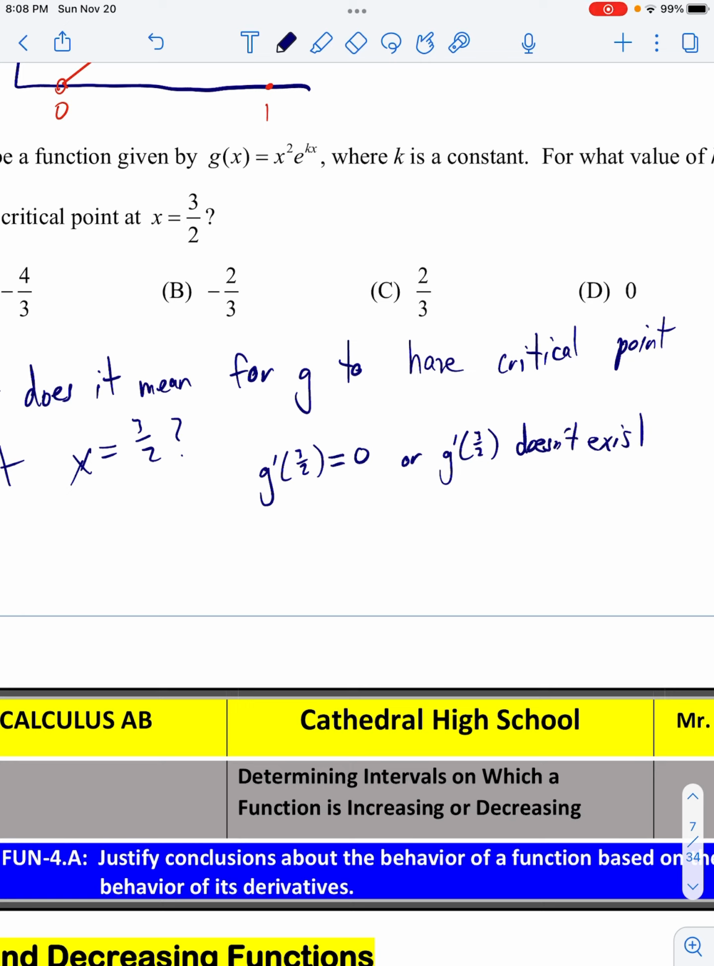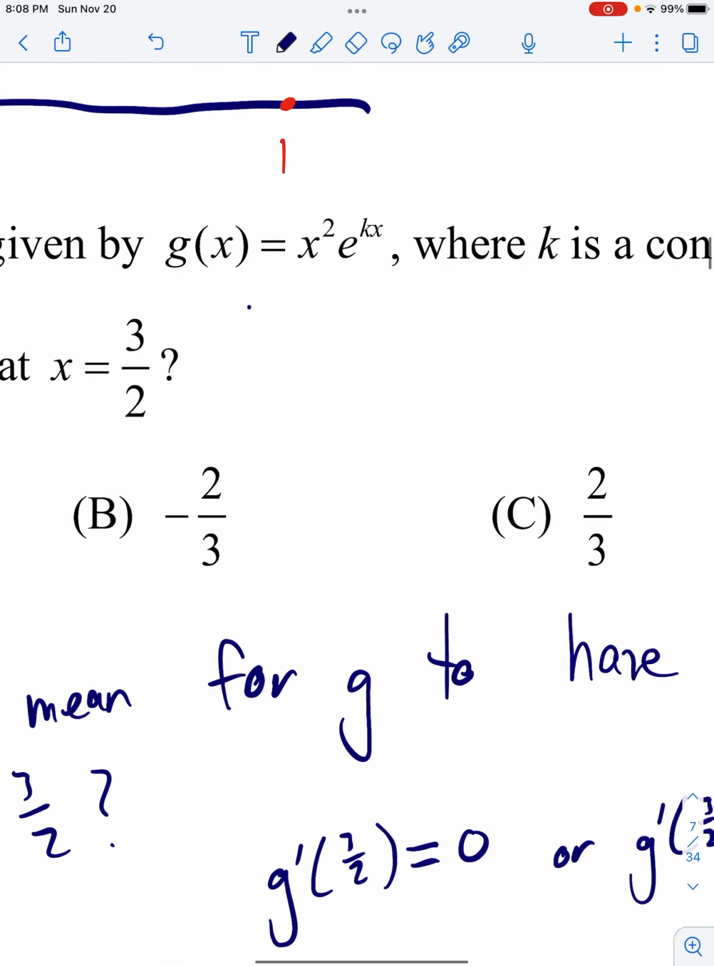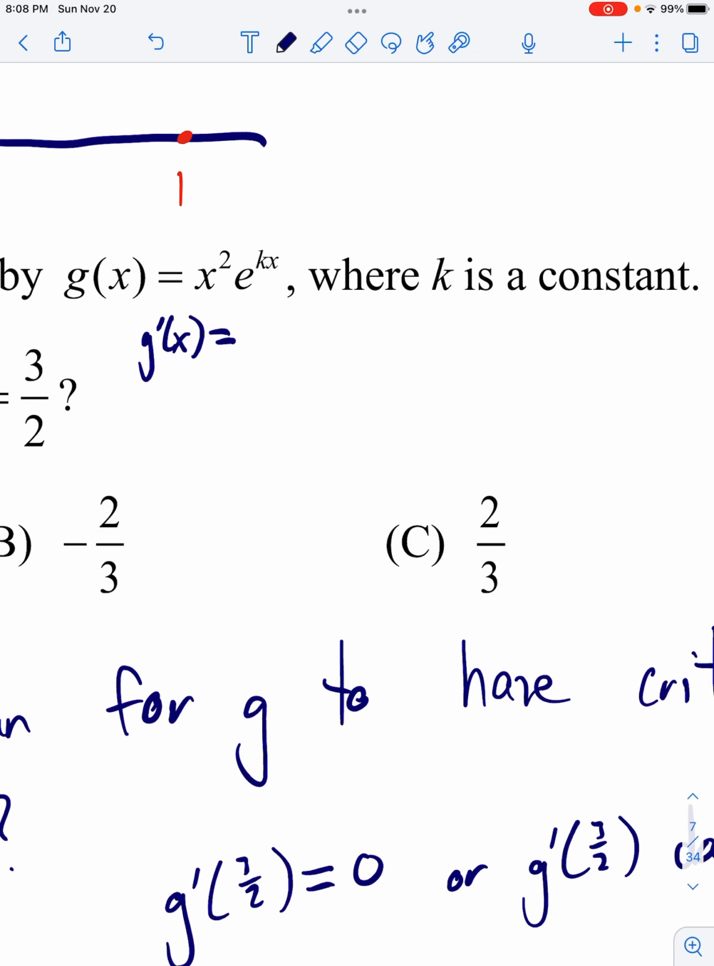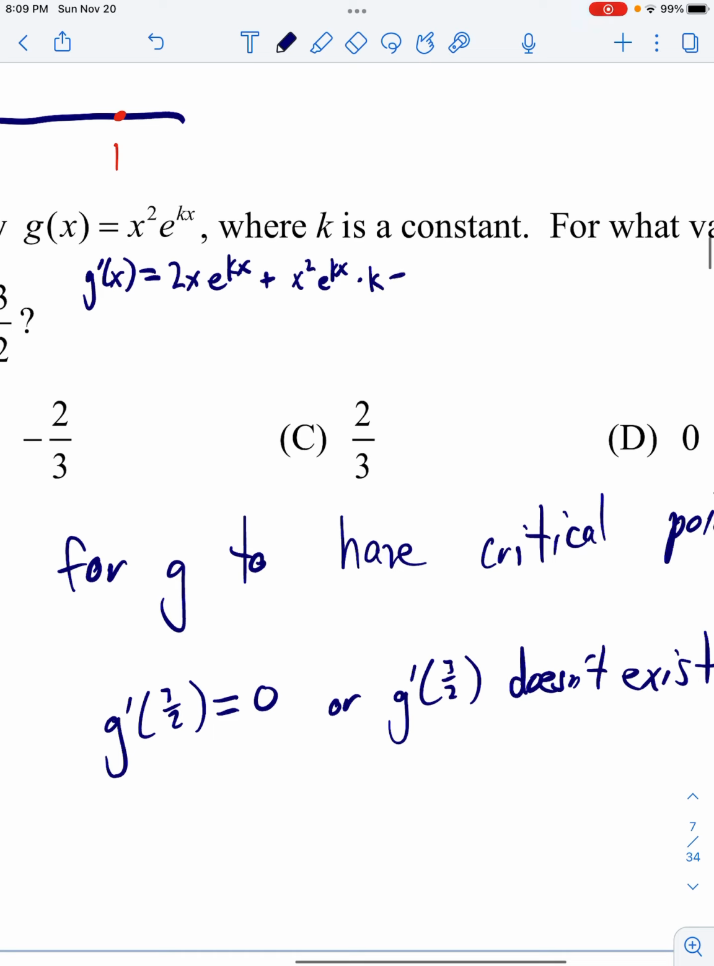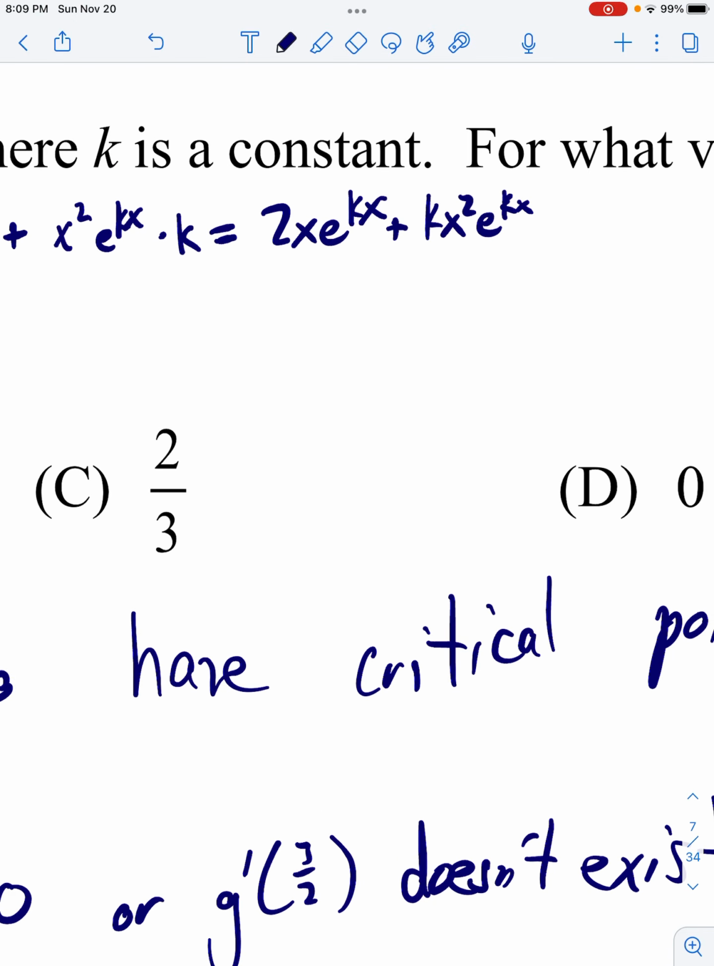Okay, so let's do this, okay? So here we have g right here. Let's find g prime of x. G prime of x, this is a product rule, okay? So it's going to be u prime v plus u, then v prime, and that'll be a chain rule. I got to multiply by k. Okay, so g prime of x is this. Boom. Okay.